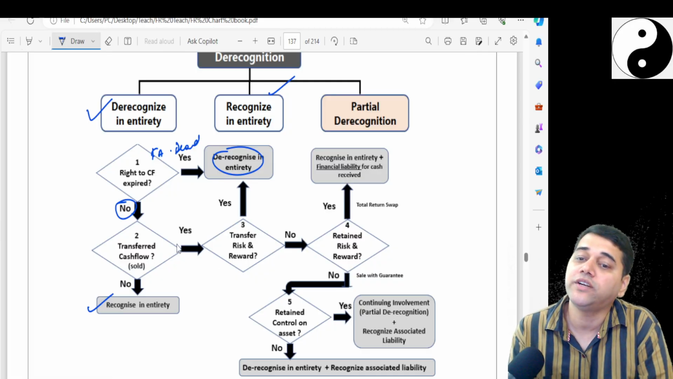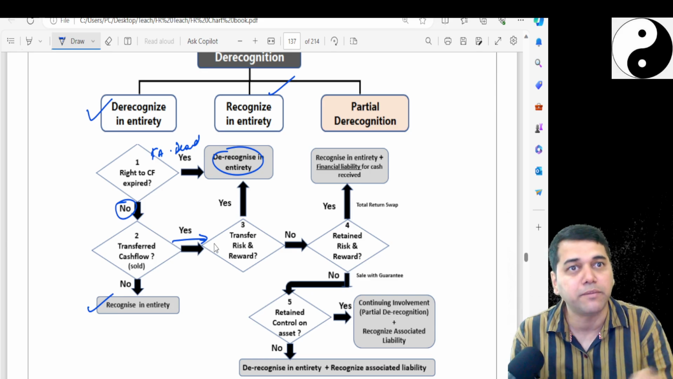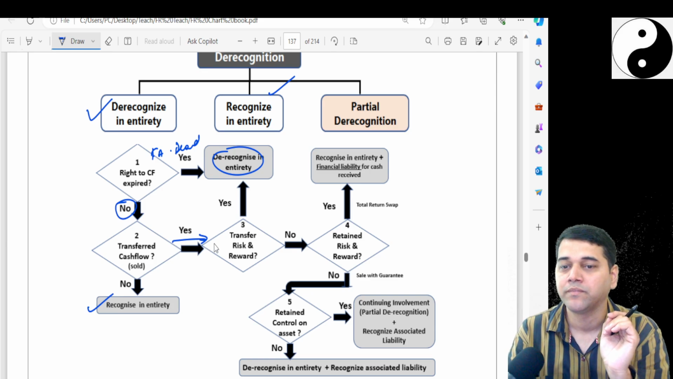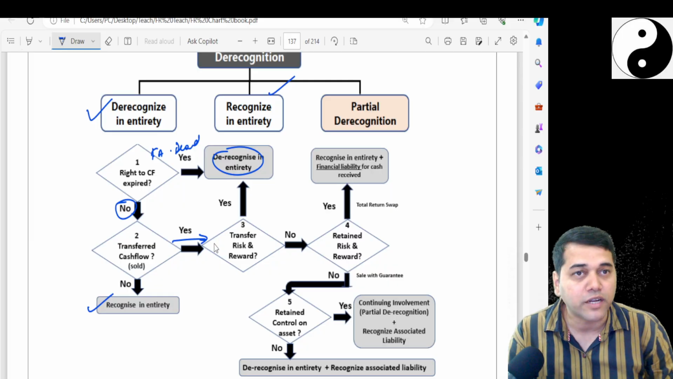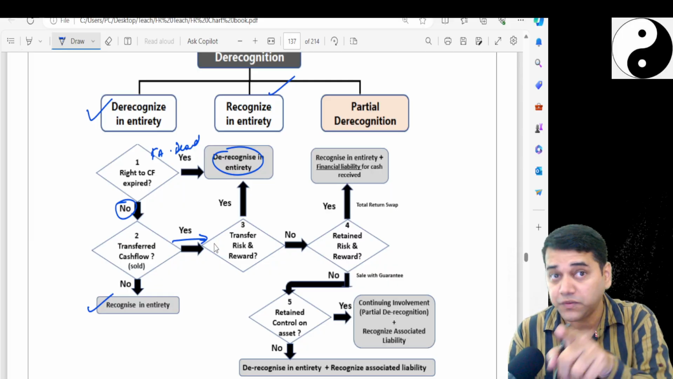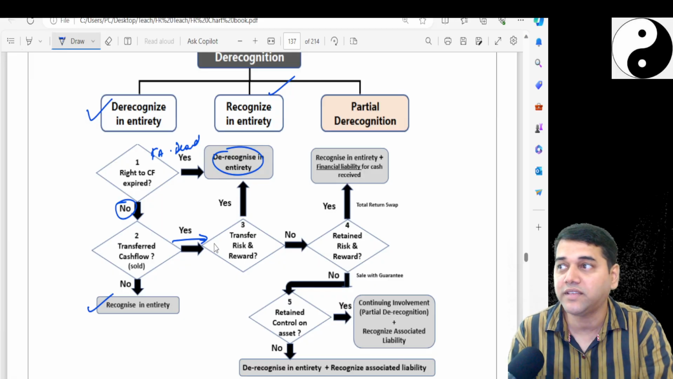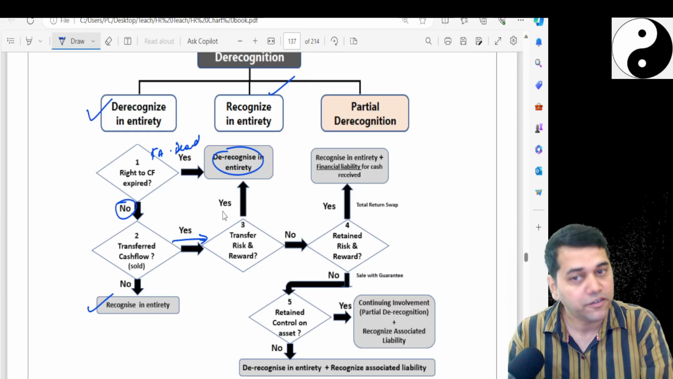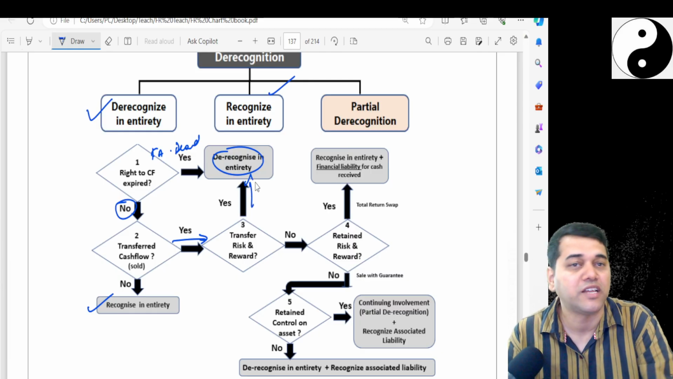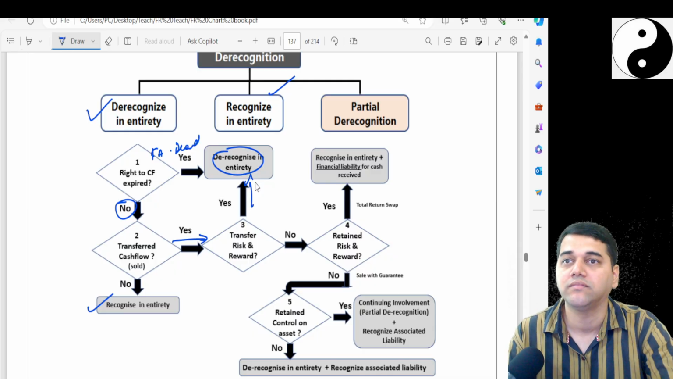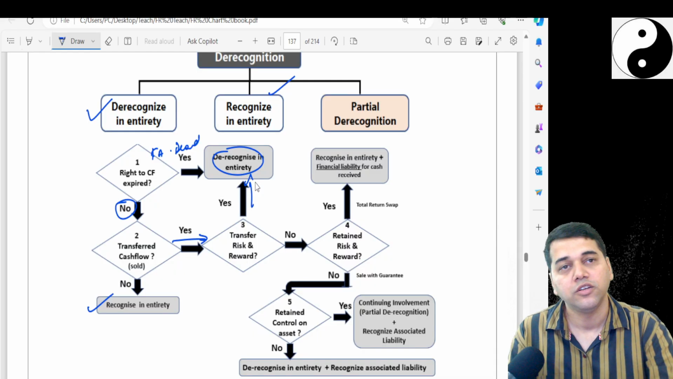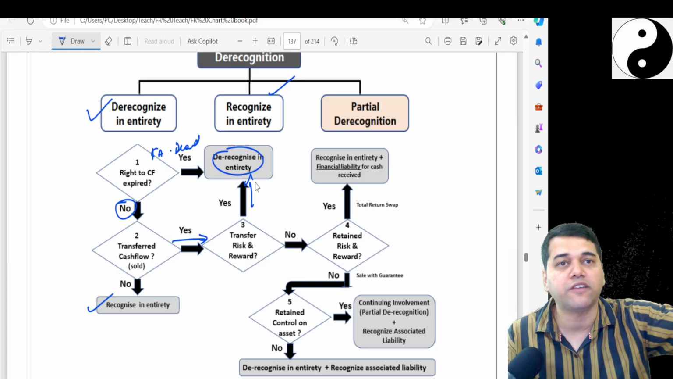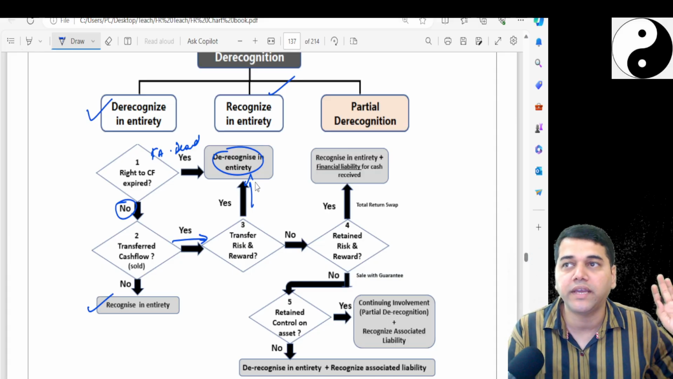No, I sold it. Oh, that means there is one sale agreement. You produce one sale agreement. Then after going through that contract, I will say, did you transfer the risk and reward? Sale agreement is there, but risk and rewards are with you only. If answer is yes, you have transferred the risk and reward completely. Like factoring you have done. Your debtors you have sold completely and told that factor, look, don't come back to me again.